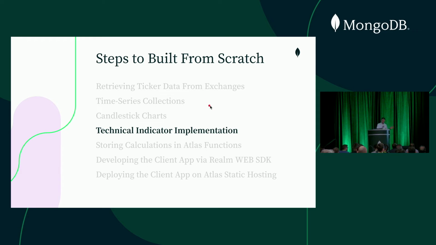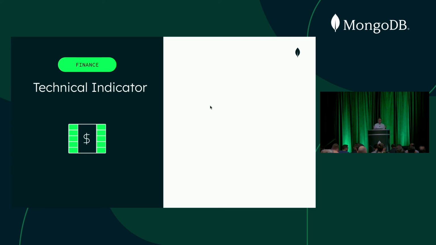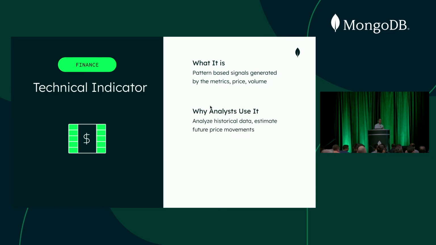So the technical candlestick chart part is completed. Now I'll explain how technical indicators can be implemented. So what is a technical indicator in finance? Basically, it's pattern-based signals, okay? So based on the price, some signals are generated. Why do financial analysts use technical indicators? Basically, they study past data, okay, and estimate the future prices, future trends.